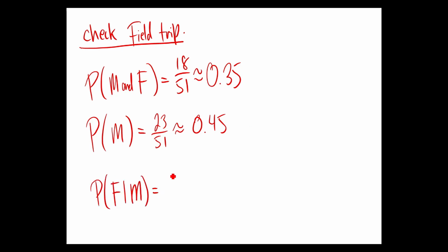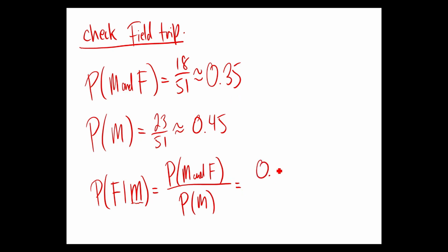Then we can check what the probability of a field trip given a master's degree is. According to the formula, that should be the probability of master's degree and field trip divided by the probability of a master's degree, because that's the given condition. The master's and field trip was 0.35. The master's degree alone was 0.45. If you divide those by each other, what do you get? Somebody do that for me. 0.777777. So 78? Yeah. So about 0.78. Isn't that what we got here? Yeah. So it works. Okay. So it's the probability of the intersection divided by the probability of the given condition. That gives you a conditional probability.